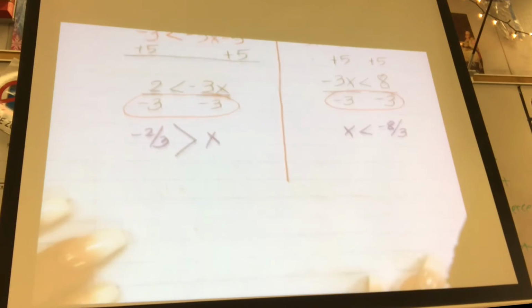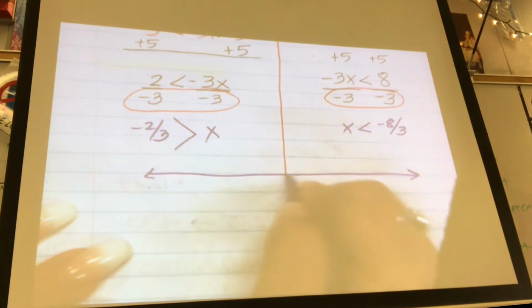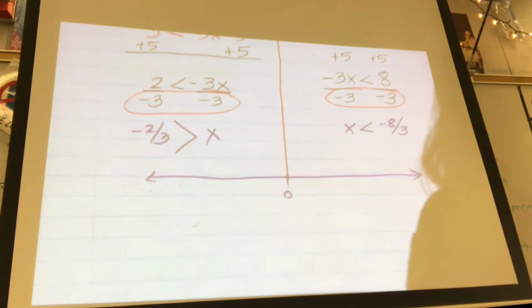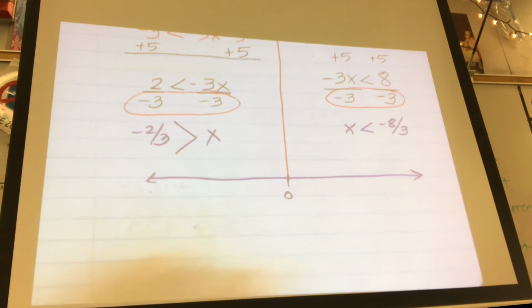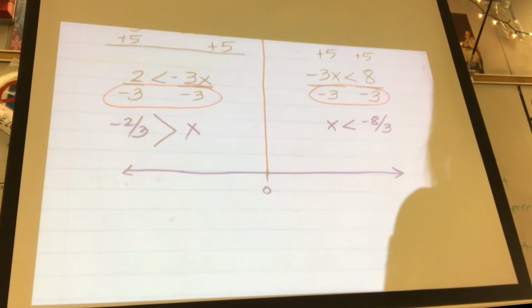Now I need to plot this on the number line. This is my 0. How am I supposed to graph this? Oh, I forgot to switch the sign. Look at you.